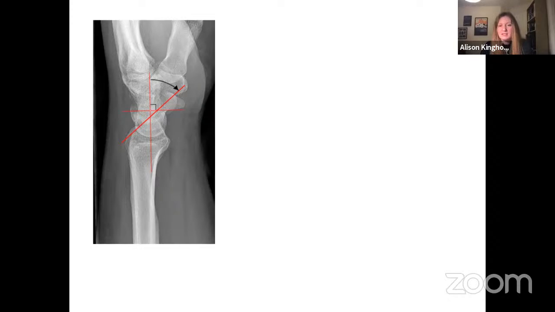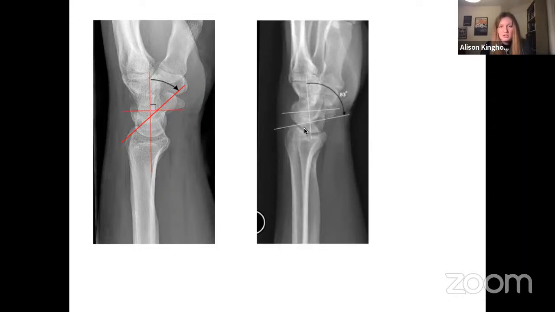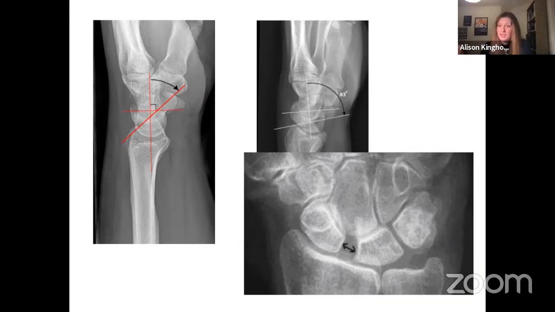If you compare it to this picture here, you can see that the lunate has started to tilt backwards a little bit, whereas the scaphoid has flopped all the way forward, meaning that that angle has become significantly increased. And you can sometimes see signs of this on an AP X-ray as well.